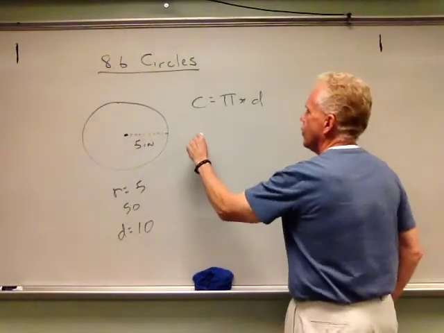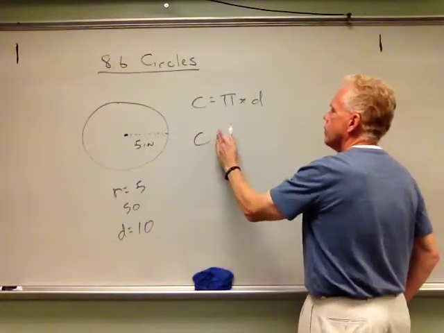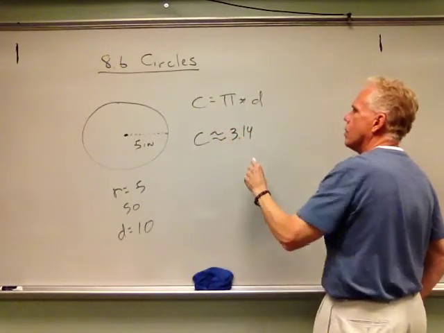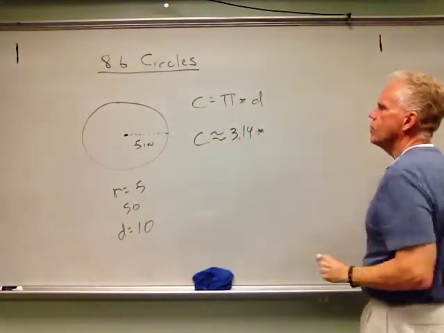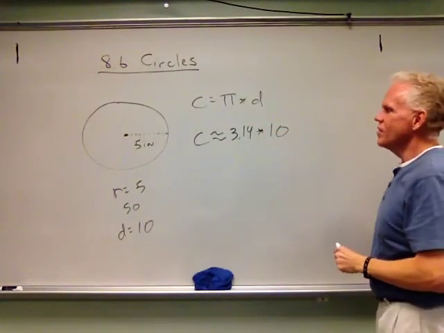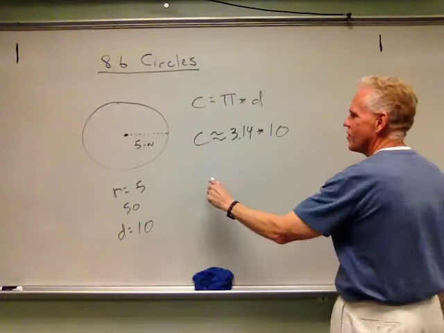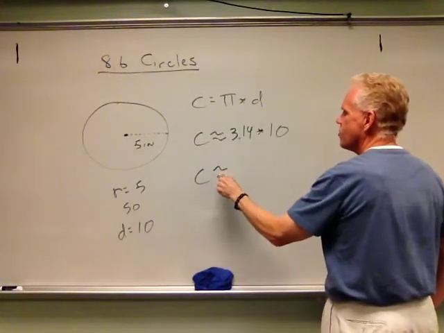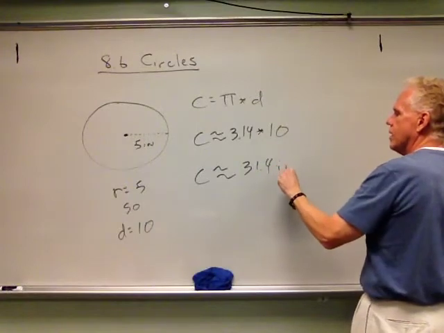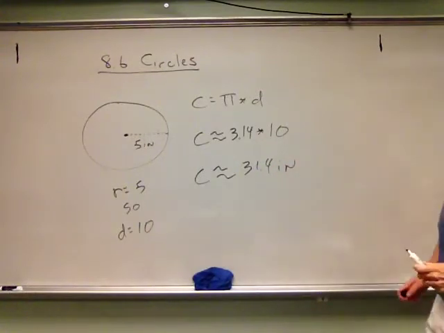All right, so circumference now, let's do approximately 3.14 times 10. Cool, huh? All right, so circumference here is approximately 31.4 inches. Circumference of my circle.